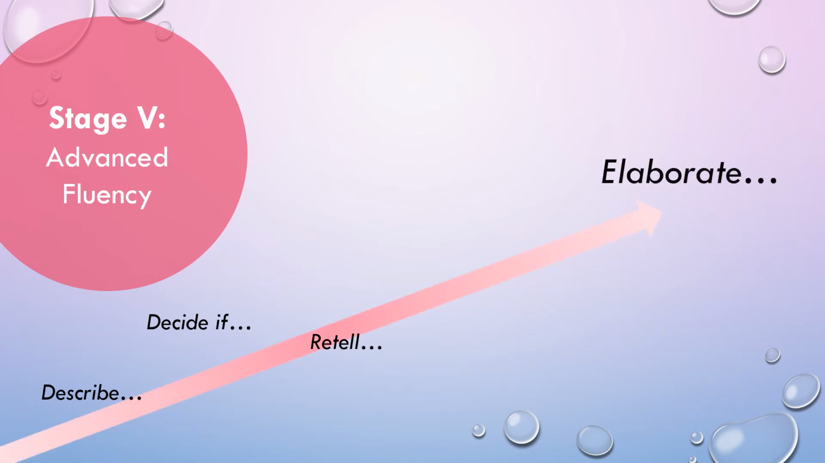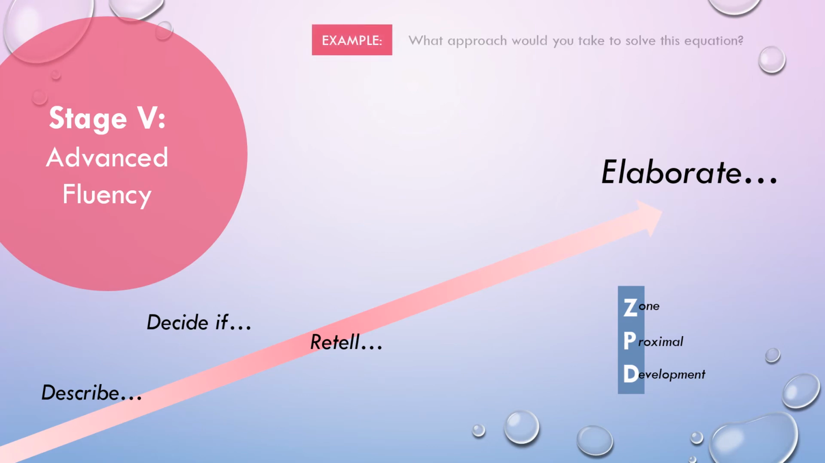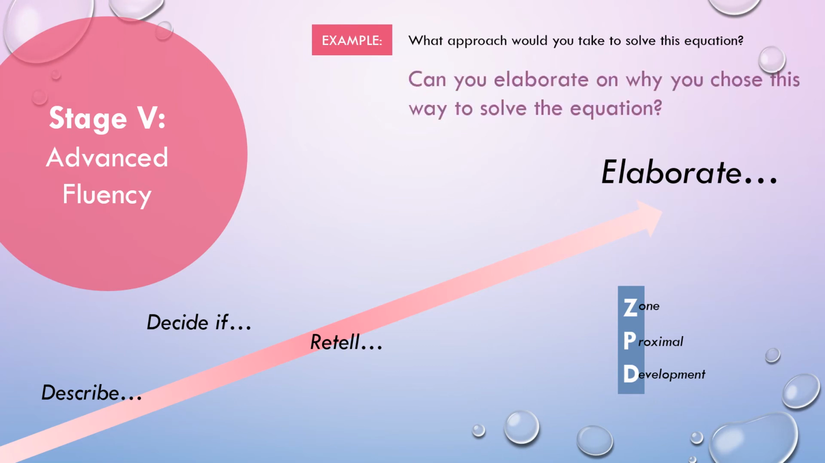In this example, the teacher asks, what approach would you take to solve this equation or problem or situation? The idea is for a student to sound like a scientist or historian or news reporter when providing a response. The teacher can ask, can you elaborate on why you chose this way to solve X, Y, or Z?